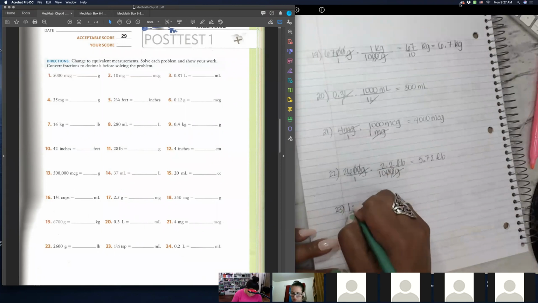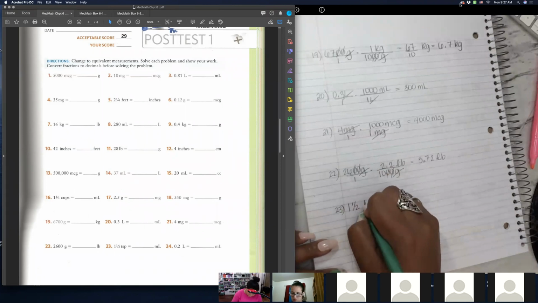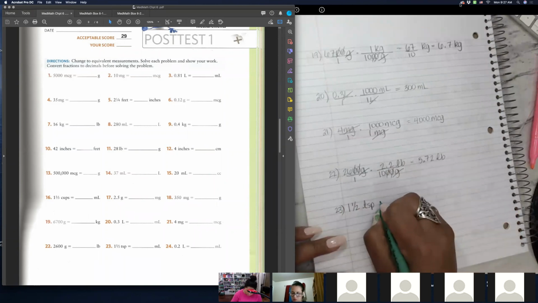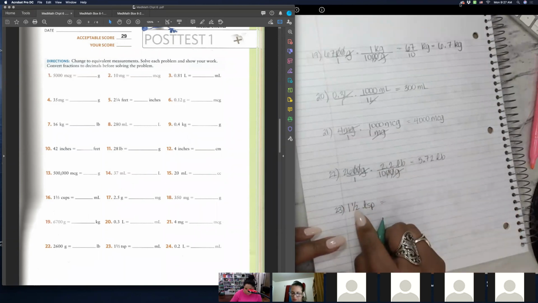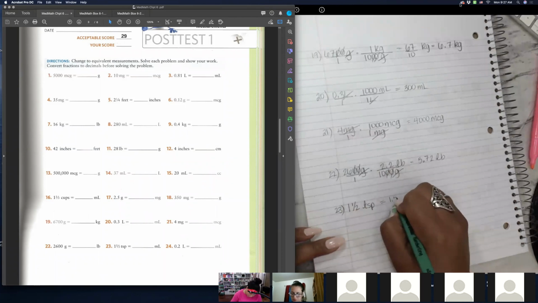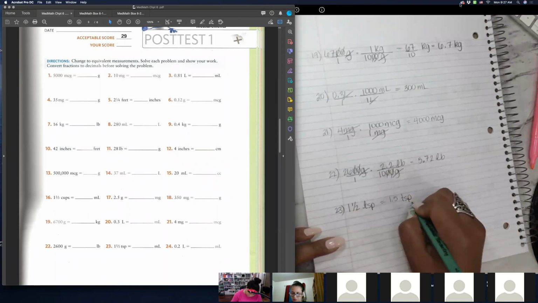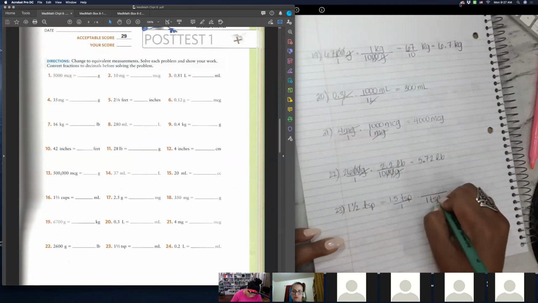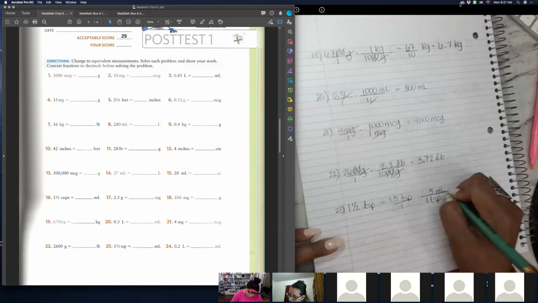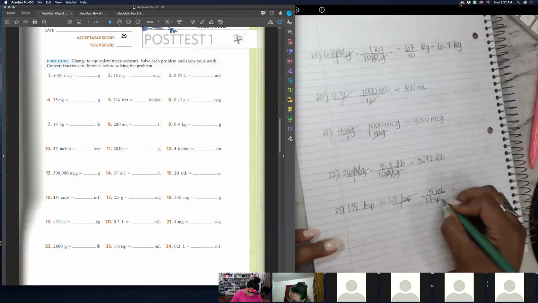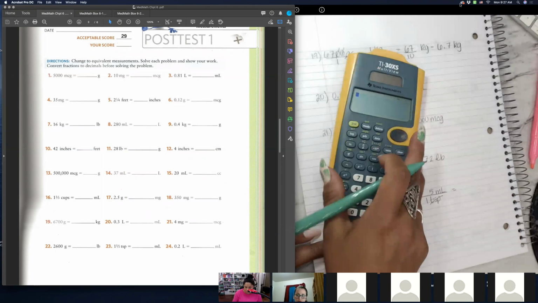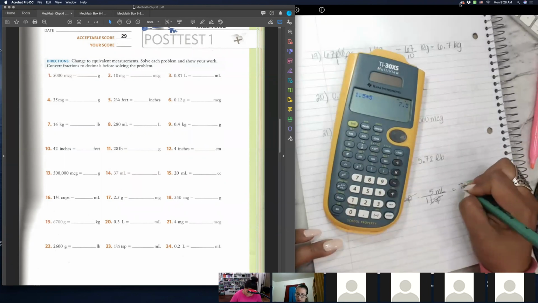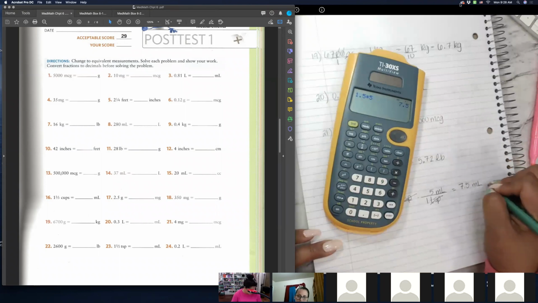23, 1/2 teaspoon. And we want to convert it to milliliters. So the first thing we're going to do is change this fraction, the half, to 1.5 teaspoons. And then again, 1 teaspoon is equal to 5 milliliters. Our units of teaspoons cancel, and we just are going to take 1.5 times 5. And that gives us 7.5 milliliters.